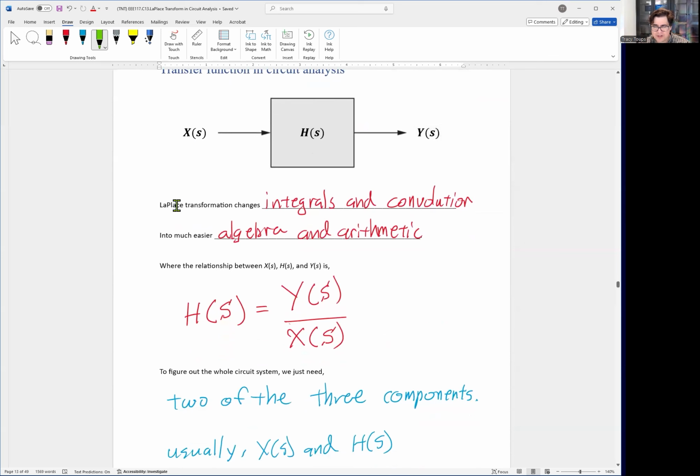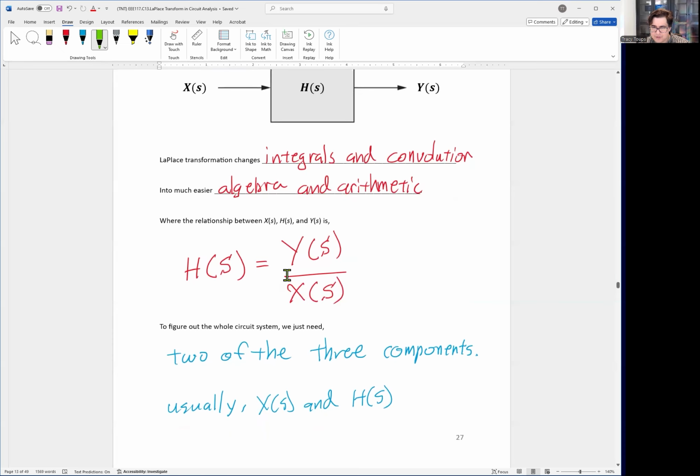And remember, Laplace transforms take integrals and convolution and turn them into algebra and arithmetic, which is obviously much easier. So instead of having a long integral before, we could relate these three functions as just literally the circuit h of s is equal to your output y of s divided by your input x of s. So this is nothing more than the gain of the circuit. Okay. So all you have to remember is h is equal to y divided by x, or the gain of the circuit is equal to the output over the input.